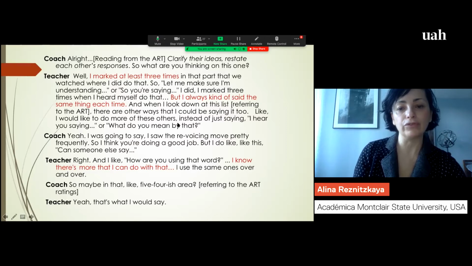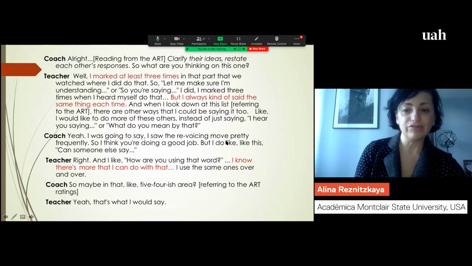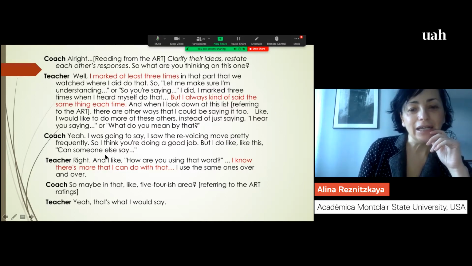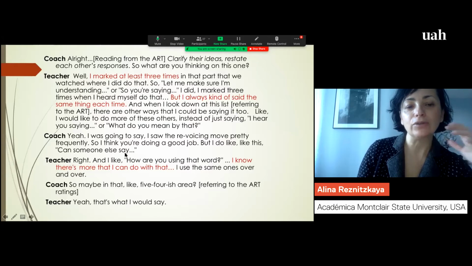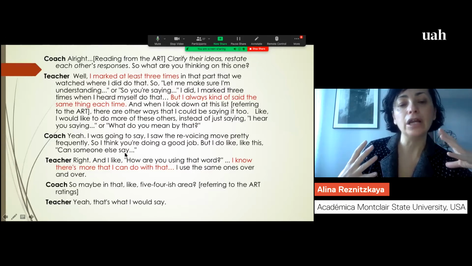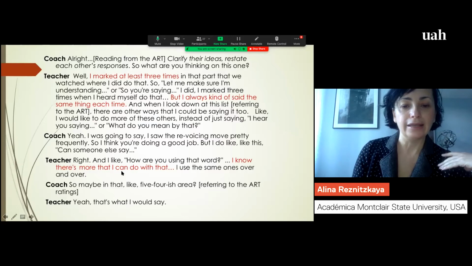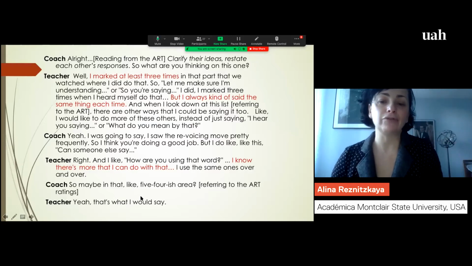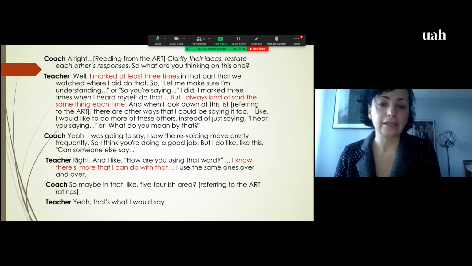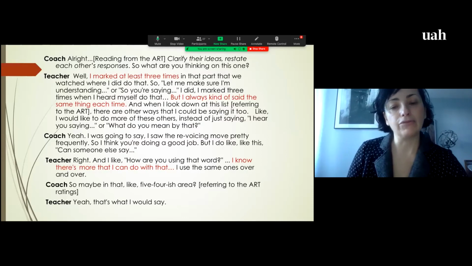Like, I would like to do more of these others, instead of just saying, I hear you saying, and what do you mean? And the coach says, I saw the revoicing move pretty frequently. So I think you're doing a good job, but I do like this: can someone else say? So the coach pushes her to a new level where she would ask students to paraphrase or clarify each other's ideas. And so this is just an example of how this tool really brings close attention to talk and a very analytical way of looking at discussion practices.